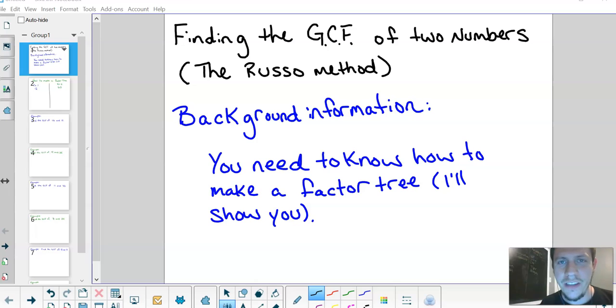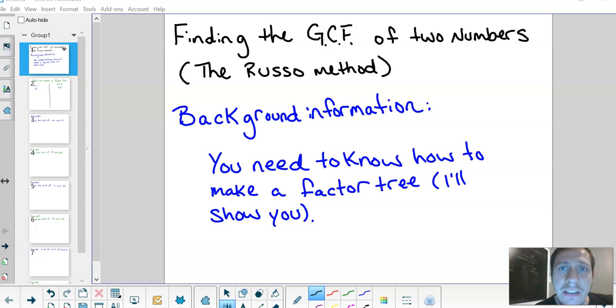So I'm gonna teach you how to find the greatest common factor of two numbers. And what we're gonna use is something called the Russo method. It's probably called something else, but this is the way I do it, and you can do it like this too. And the only thing that you gotta know how to do is how to build a factor tree.